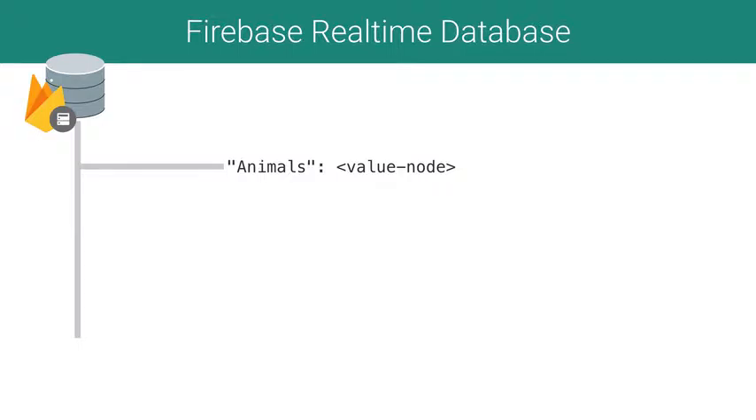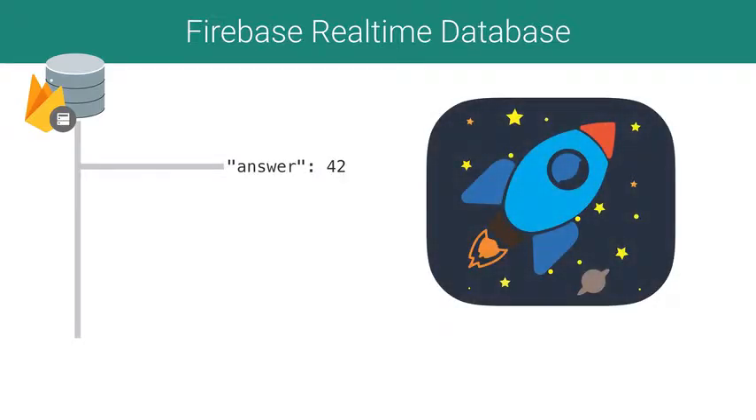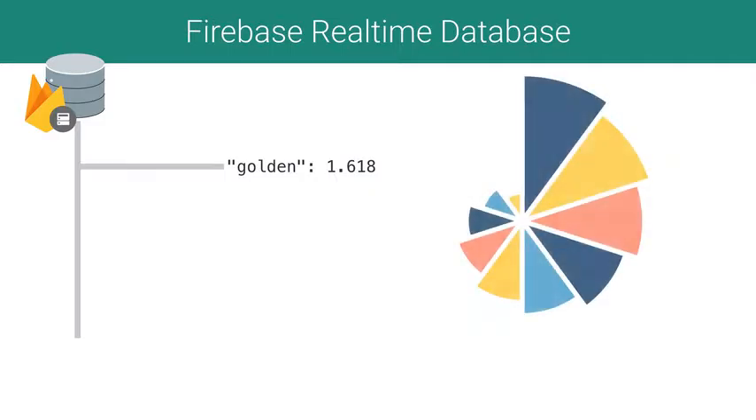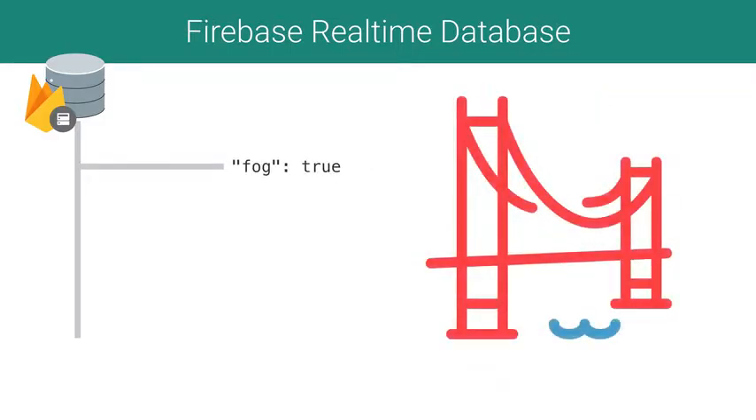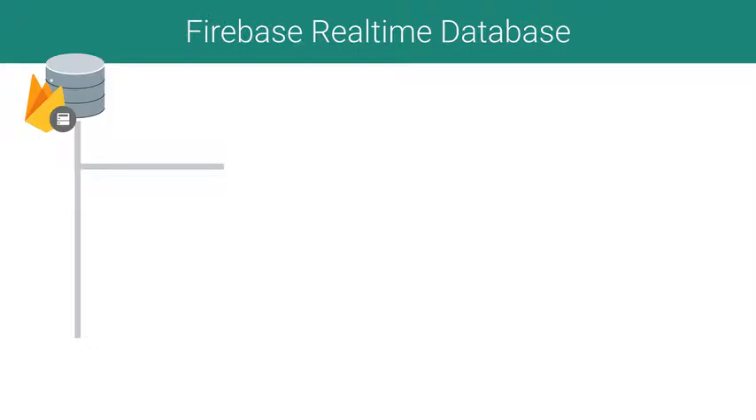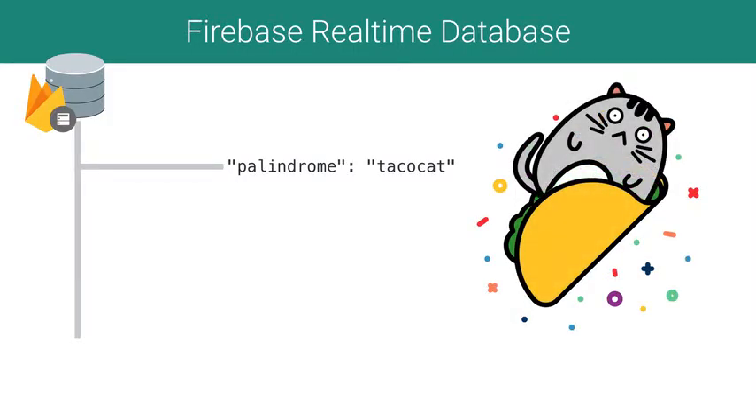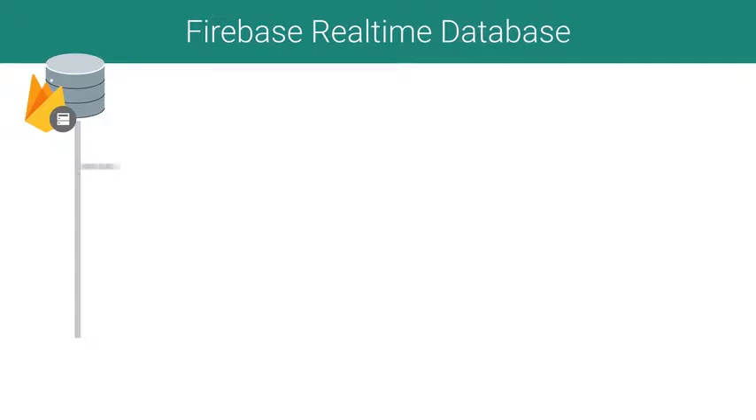As you can expect from JSON, node values can have different types. They can be integers, like the answer to the ultimate question of life, the universe and everything. Or they can be floats, like the golden ratio. Or they can be a boolean, like true or false, like whether there's fog in San Francisco. Well, okay, that one is mostly true. Values can also be strings, like this tasty palindrome. And values can be other nested objects, like this messages object.